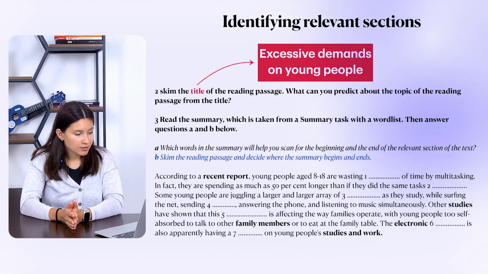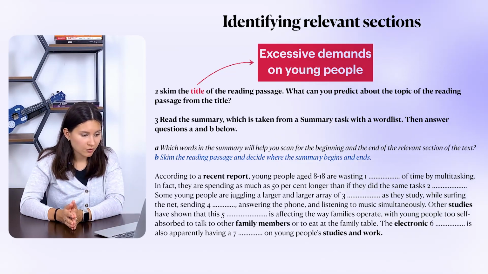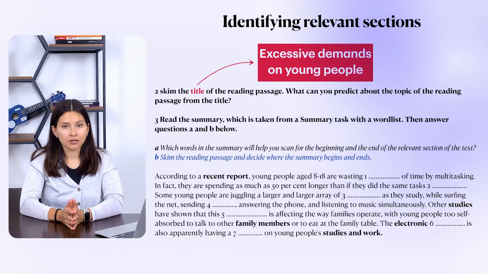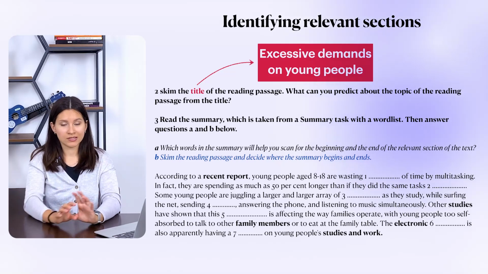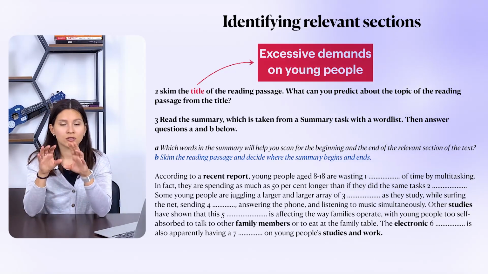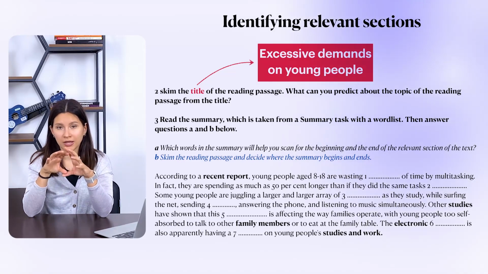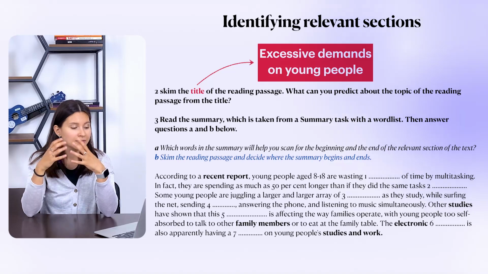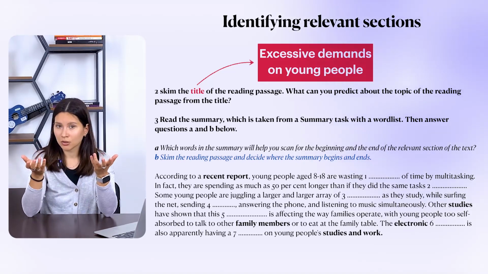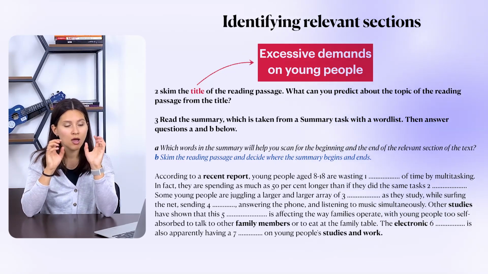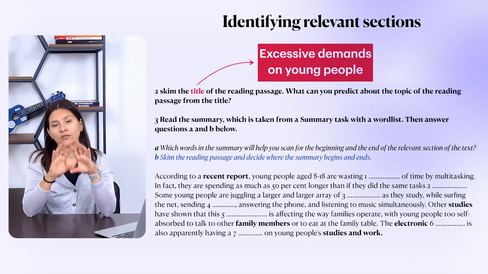So the first question is, which words in the summary will help you scan for the beginning and the end of the relevant section of the text? We know that the summary part is going to be taken from the reading passage, and it's going to be concentrated in one specific place, so the answers are not going to be scattered over different paragraphs. That's why it is advised to find the key words, key vocabulary, which will help you to identify the beginning and the end of the relevant section.